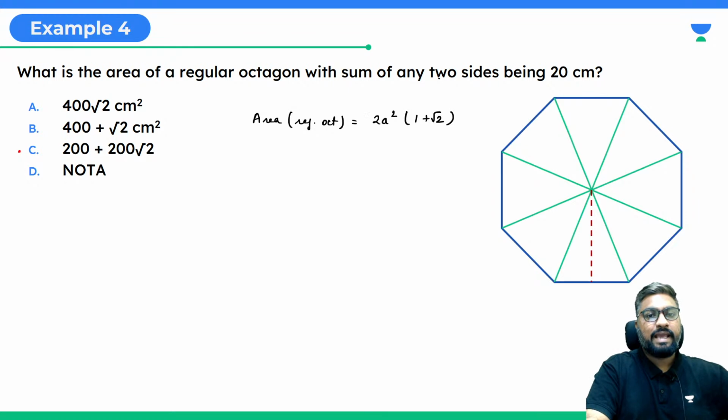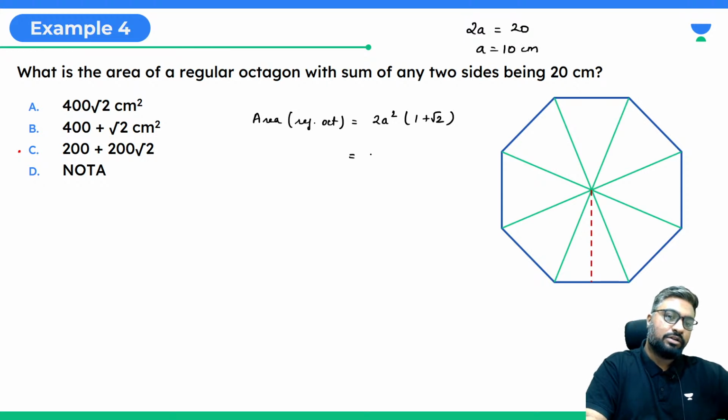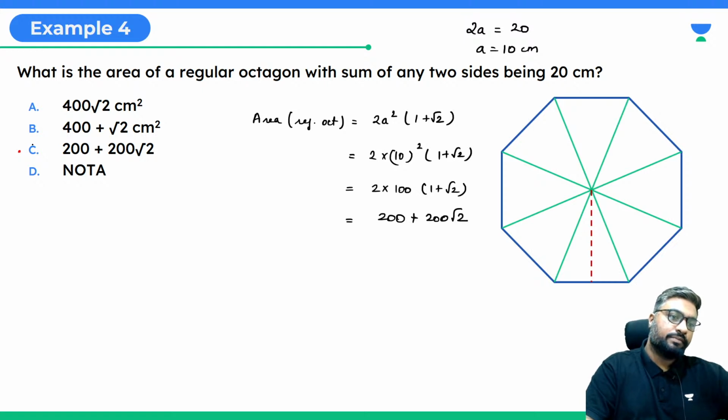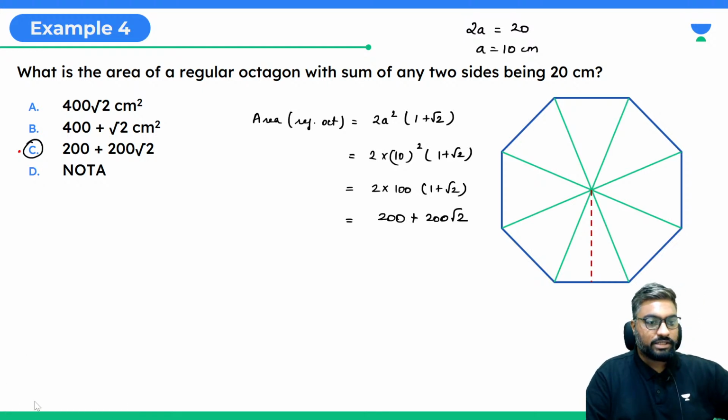Okay, so how will we find a here? They are saying the sum of any two sides is 20. The sum of any two sides, which is 2a, is 20, so we get a as 10 centimeters. Apply this here: 2 into 10 square into 1 plus root 2, which is 2 into 100 into 1 plus root 2, that is 200 into 1 plus 200 into root 2. Okay? No other choice here.